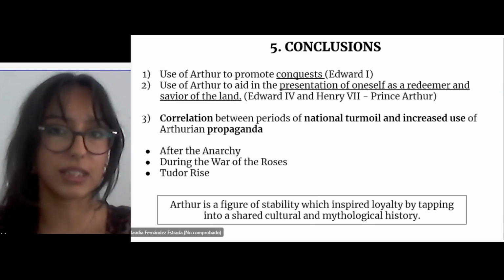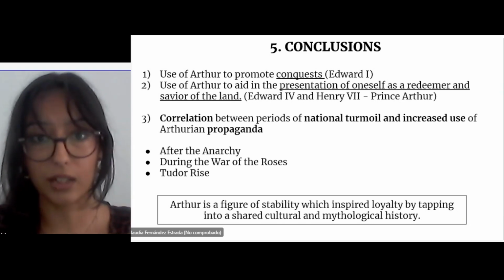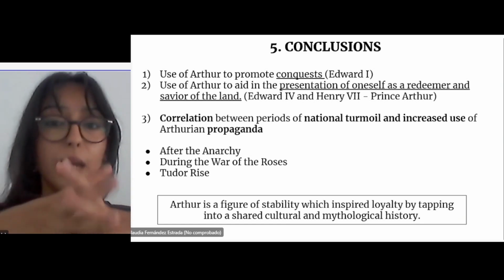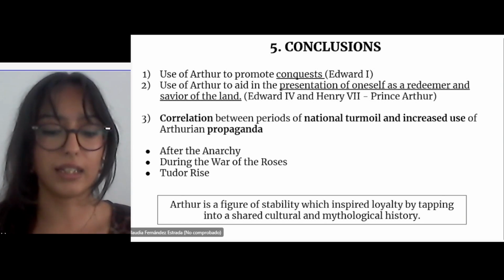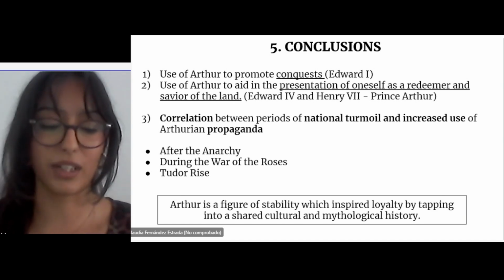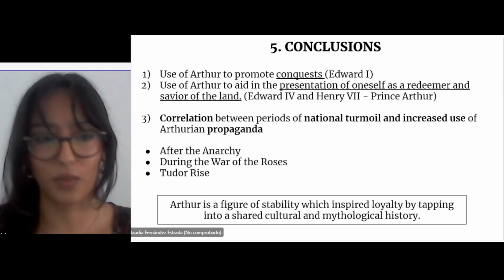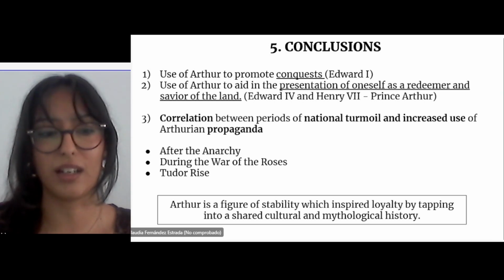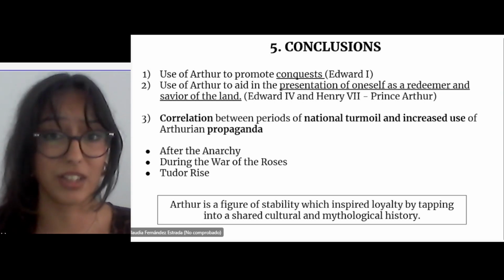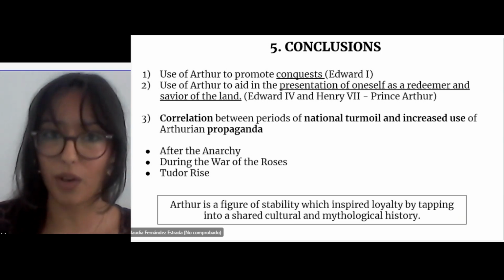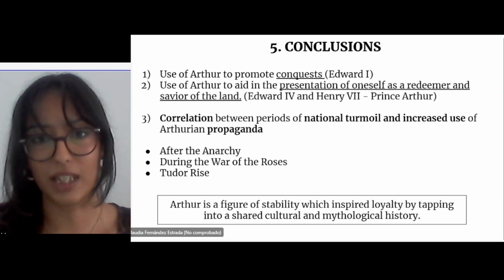All of this started after the anarchy, okay? The civil war between Empress Matilda and Stephen of Blois, because Henry needed, as Geoffrey Ashe had noted, a fortifying mythos. Okay, he needed to unite the country. And then again, we saw it during the War of the Roses, and especially during Tudor accession, because the Tudors established themselves on the throne, but their reign was not stable at all.